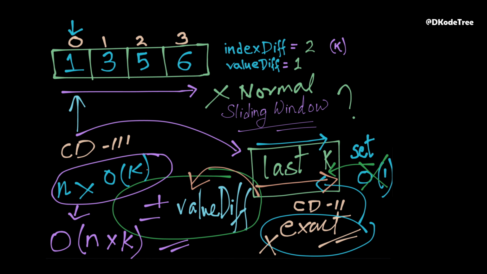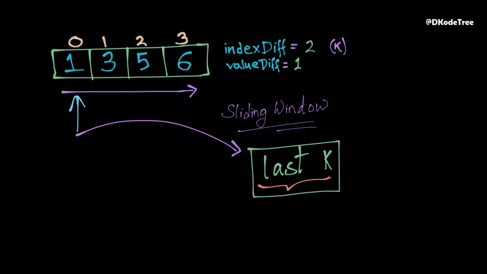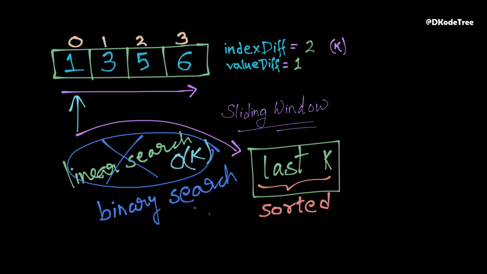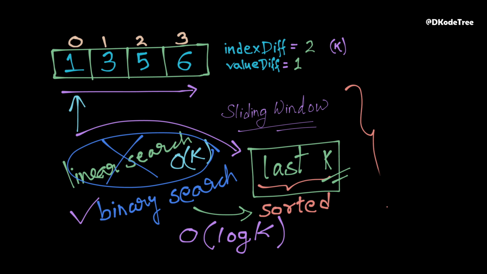So the real question is, can we make this search any faster? Think about it. If we keep all these k elements in sorted order, then instead of doing a linear search, which takes O(k) time for k elements, we could do a binary search which is much faster. Binary search on a sorted structure with k elements takes only O(log k) time. So if we maintain a sorted sliding window of size k, we can significantly speed up the search.